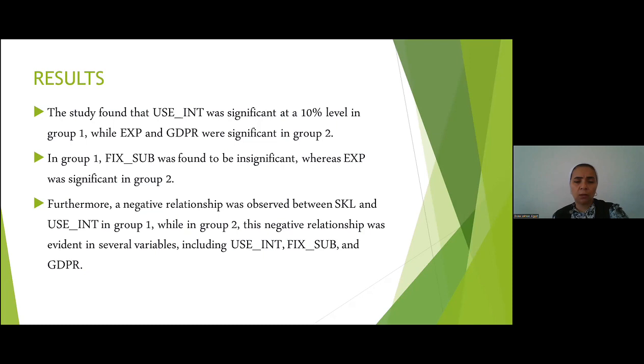Other results show that in the first group, the subscribers were found to be insignificant. The internet was significant, but the fixed line was not significant, while life expectancy was significant in the second group. So this represents what was positive, what was significant and what was not significant. But concerning the relations, we dug deeper to find whether the relation is positive or negative. We find that the relation between school enrollment and the internet was negative for the two variables here. While in group 2, the negative relation was evident in several variables.